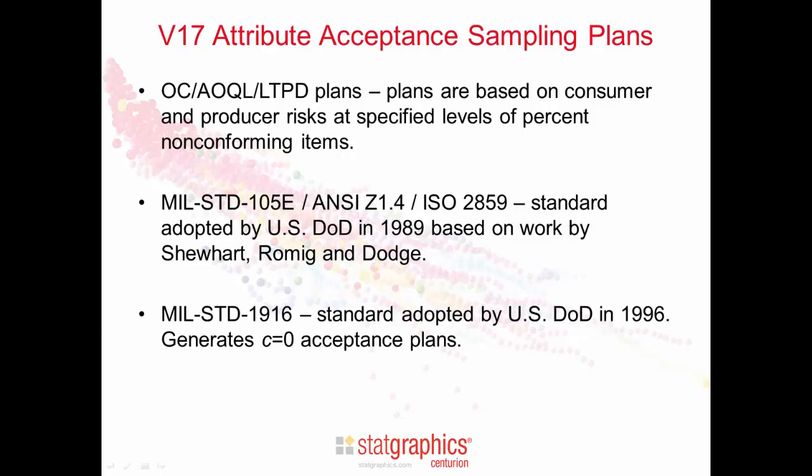Also in version 17 is Military Standard 1916. This is a standard adopted by the U.S. DoD in 1996. It generates C equals 0 acceptance plans.